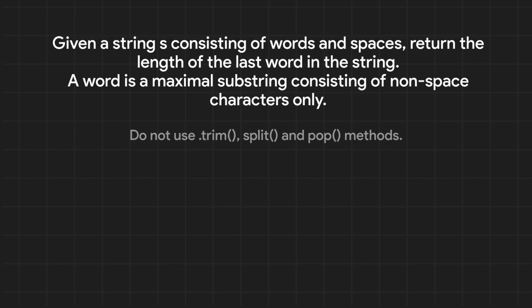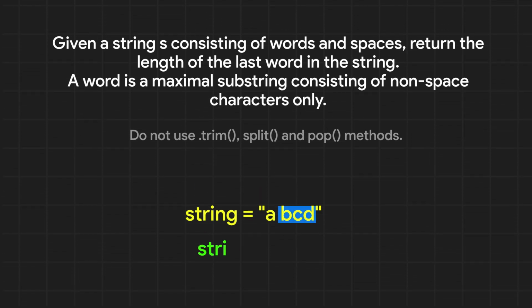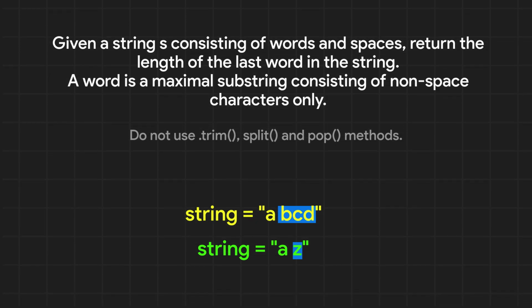Now let me explain this function. Suppose that you have a string, the output of the function should be 3 because if you count the length of the last word, it should be 3. If the string is A and Z, the result should be 1 because we count the last word length. Let's solve this problem first with trim, split, and pop method to understand how this works.